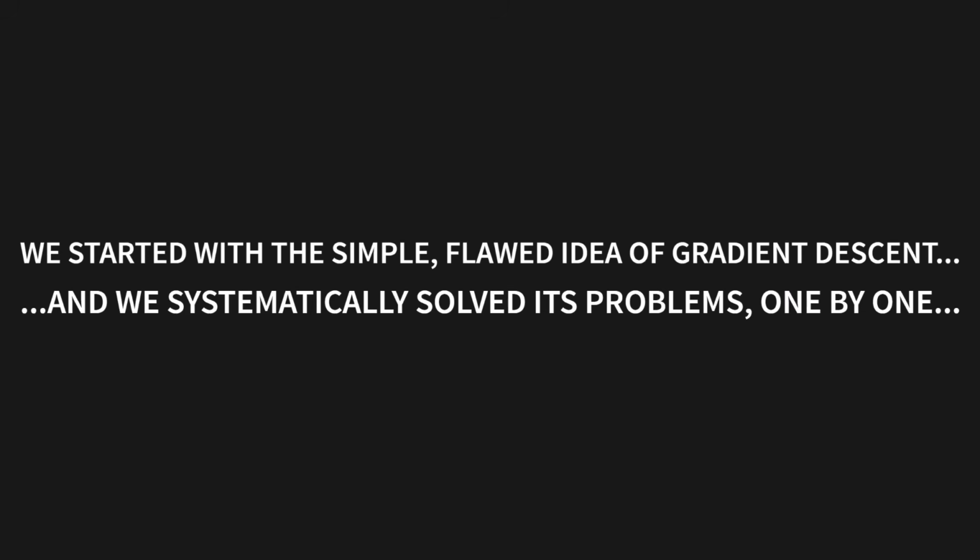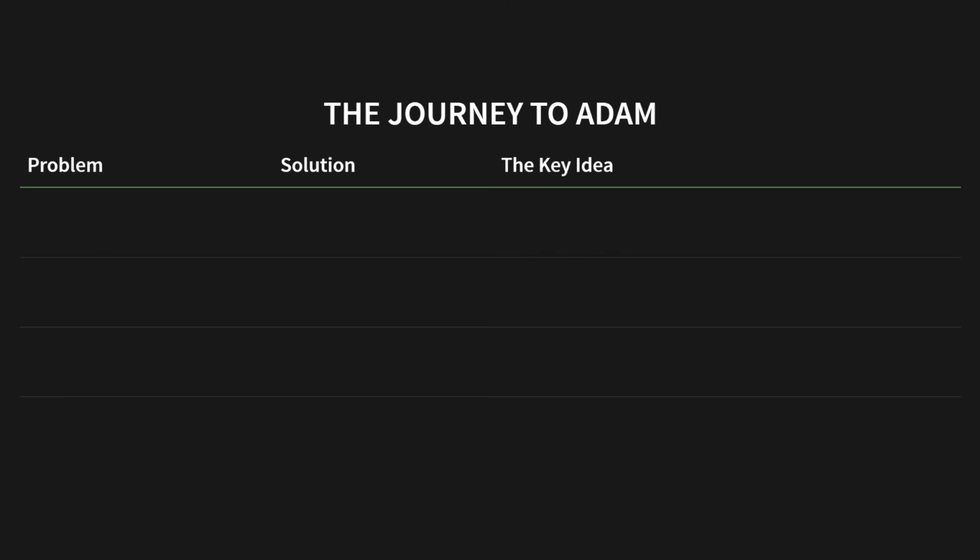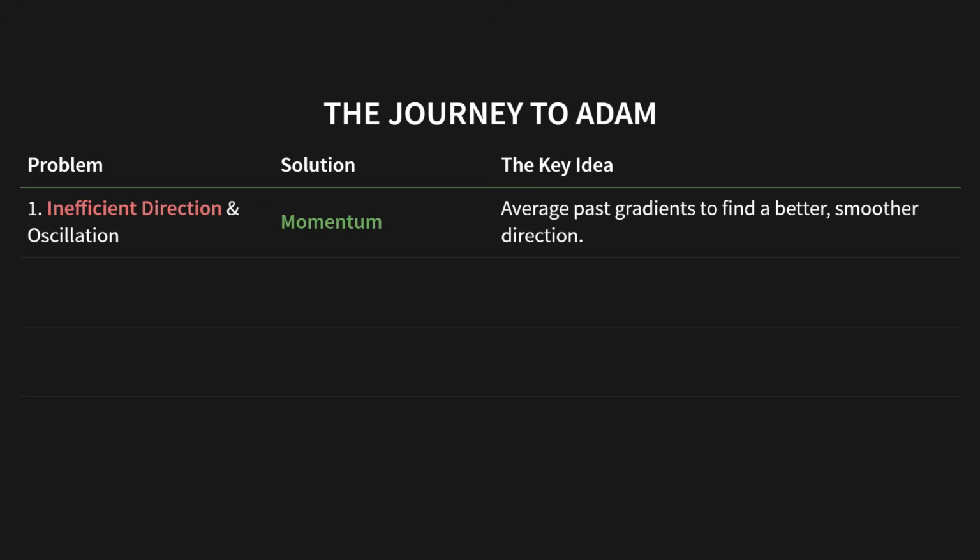You've made it. We started with a simple, flawed idea of gradient descent, and we systematically solved its problems one by one, building our way up to the complete Adam optimizer. You have just mastered the core logic behind modern optimization. This wasn't a random walk through a bunch of equations. It was a logical engineering journey where each new idea was built to solve a specific, concrete failure of the last. Let's lay out that entire journey from start to finish. Look at this table. It's the whole story.